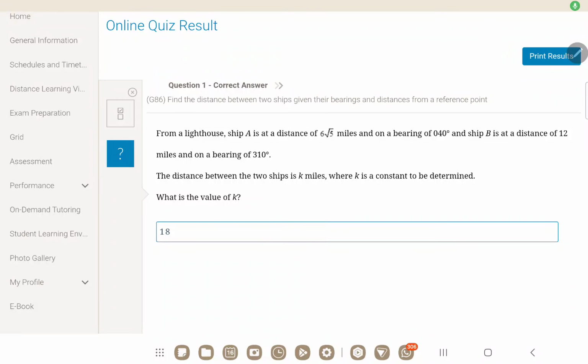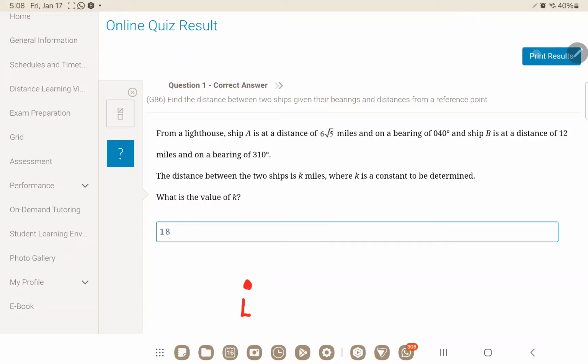Today we're going to be doing the 4.8 geometry quiz, and let's start. It's mostly about bearings. So we have from a lighthouse, so let's draw it. From a lighthouse, let's name it Lighthouse L. Ship A is at a distance of 6 radical 5 miles on a bearing of 40 degrees.